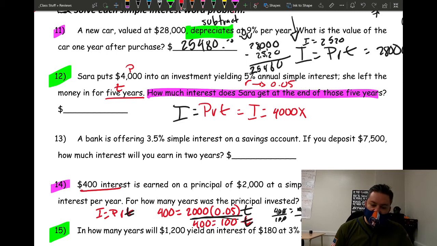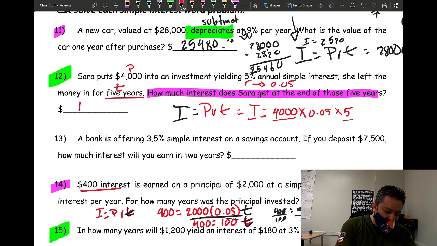You gotta convert that into a decimal, times the time in years, which is 5. Now, whenever you have something like this, you can go ahead and multiply in any order. So I like to multiply 4,000 times 5. That's 20,000. 20,000 times 0.05 is gonna give me $1,000. So whenever I multiply this, I get $1,000.